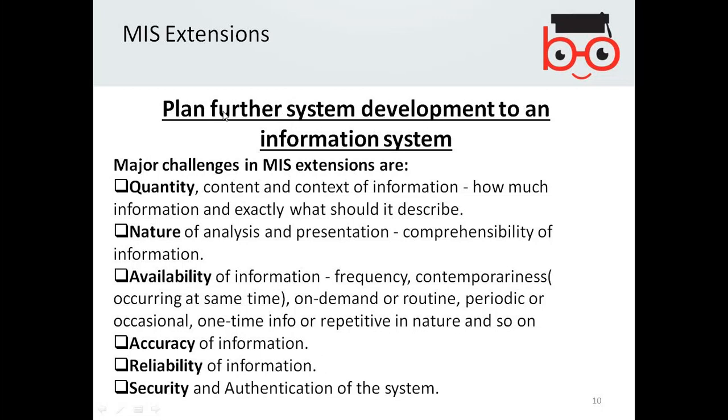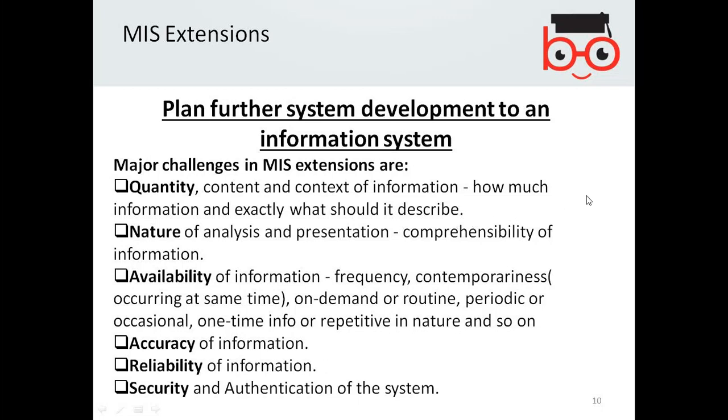How you can extend your management information system. So plan further system development to an information system. Major challenges in MIS extensions are that quantity, content, and context of information is important. How much information and exactly what should it describe?